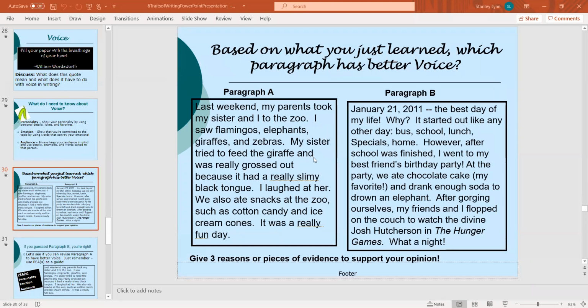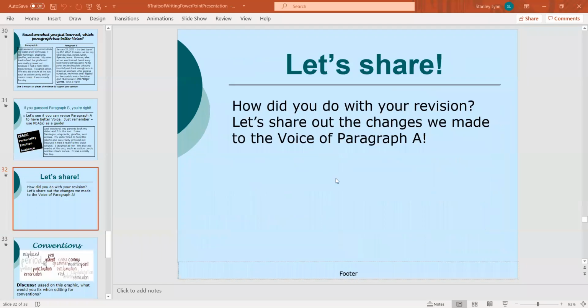Here's another paragraph. Based on what you just learned, which paragraph has better voice? Again, you have to give 3 pieces or reasons of evidence to support your opinion. Okay?